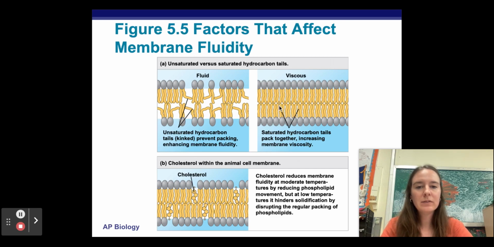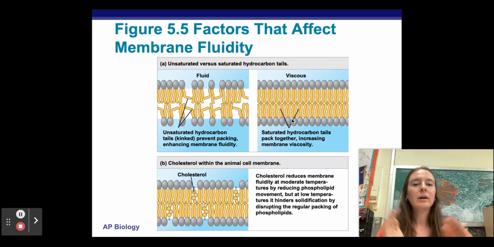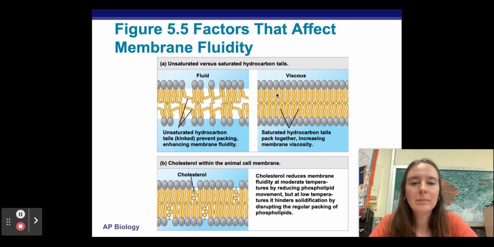Versus if you had a bunch of saturated hydrocarbon tails, so these fatty acids, if they're just hydrocarbon chains without double bonds, so basically just straight chains here, notice how you can pack the phospholipids in the membrane really, really tightly, and that will keep it less fluid, and we call that viscous. So if it's less fluid, if it's harder to move, we call that viscous. So it increases the viscosity of the membrane.